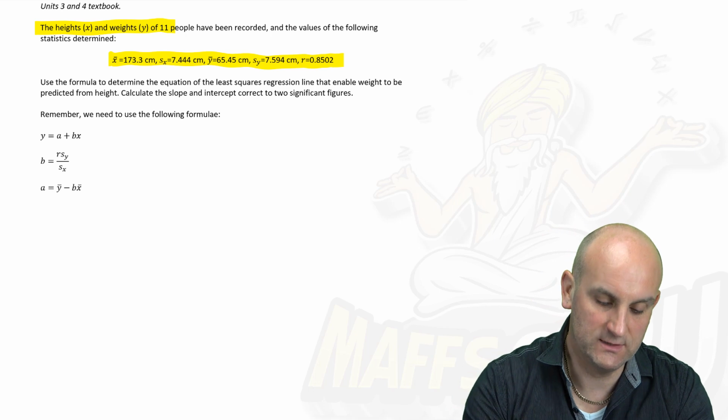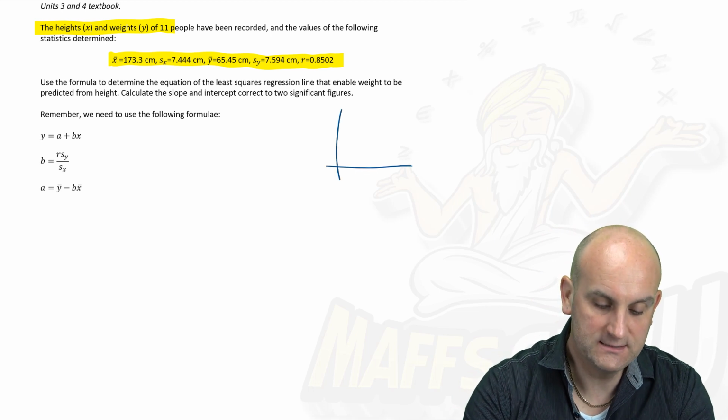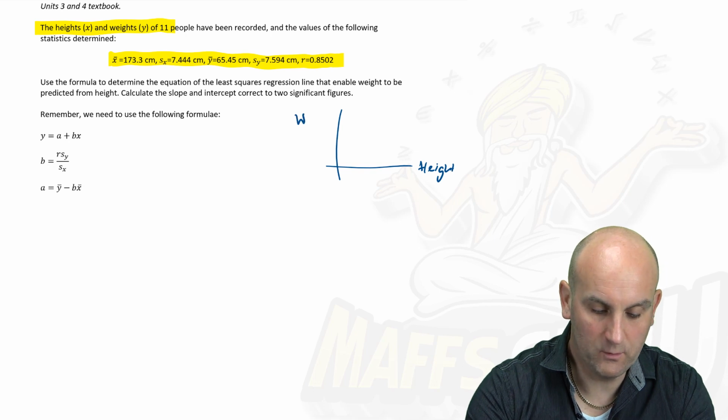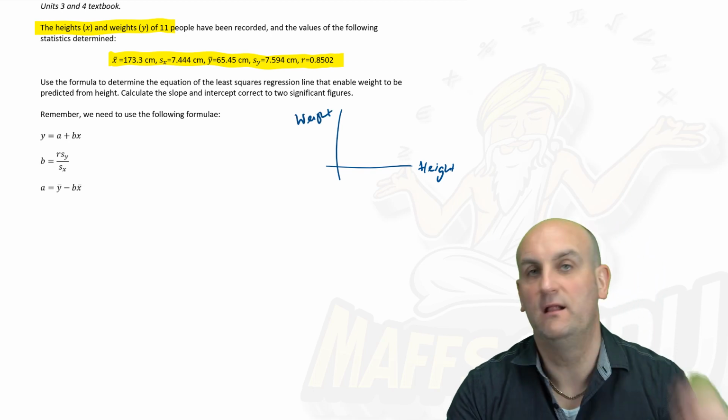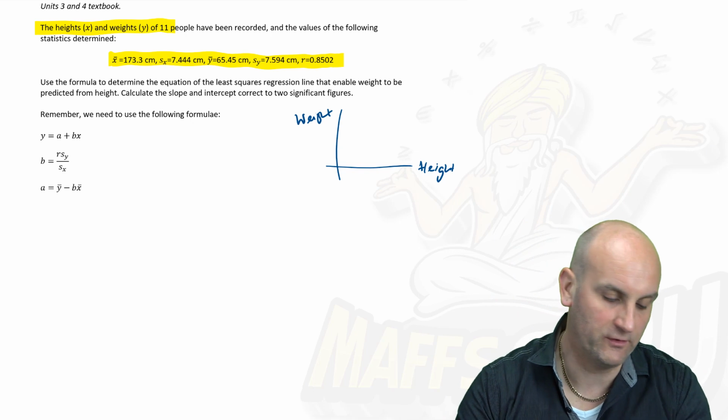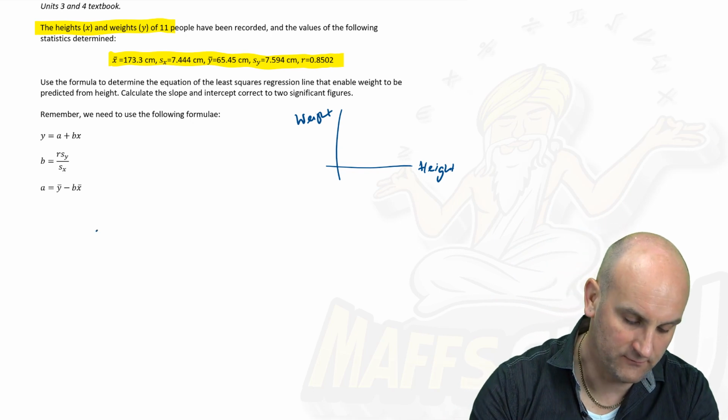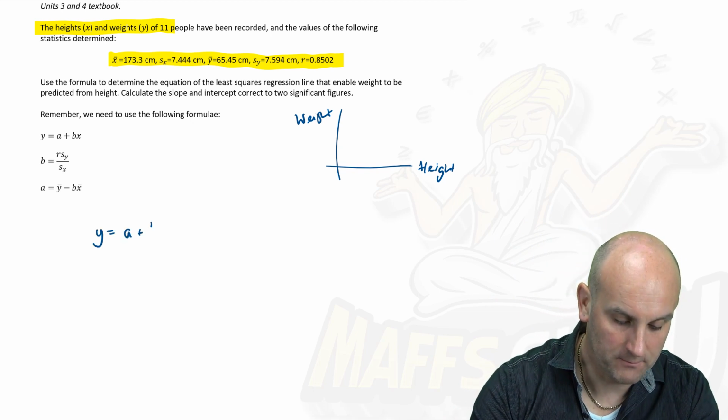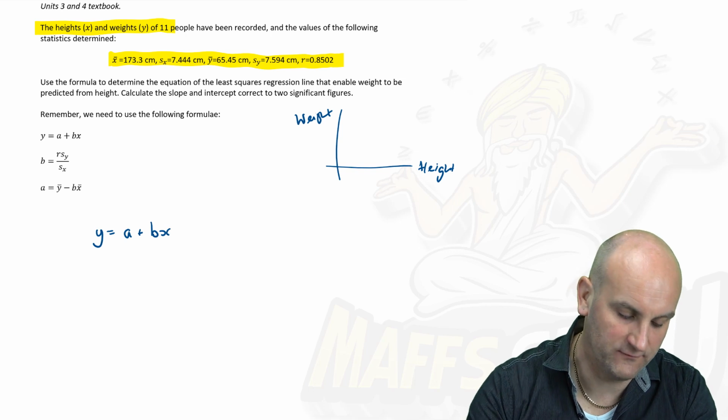We know exactly which one is which now because this here is going to be my height and this will be my weight, because remember, when you're predicting, that goes on my response variable. So remember, we need the following formula. So we have y equals a plus bx. How do we find the value of b?